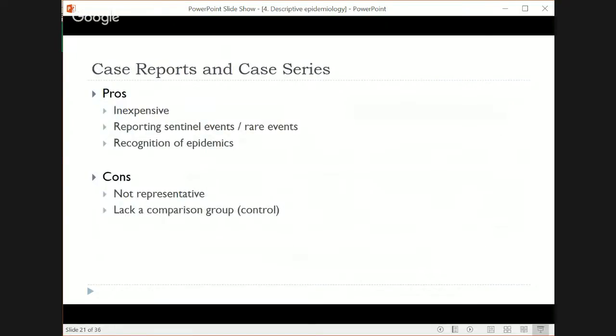The cons of doing a case report or a case series are that it's not representative. A sample of 5 isn't representative of the broader community. The other con is that we don't have any sort of comparison group. We don't know if the reason we're seeing an increase is something abnormal, or if it's just maybe due to seasonality, or due to there being a cluster of marginalized and poor persons living in a neighborhood.